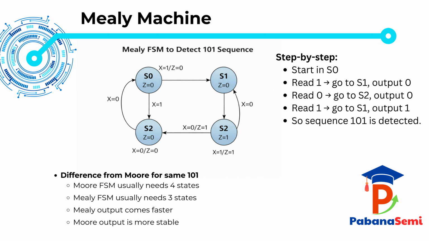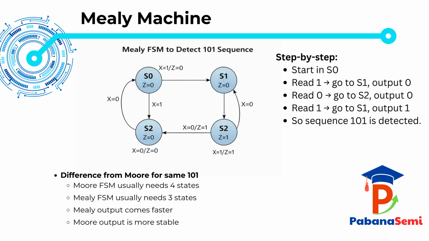So step by step, the input stream goes like this. Start in S0, read 1 and move to S1, output 0. Read 0 and move to S2, output 0. Read 1 and move to S1, output 1. That is how the sequence 101 is detected in a Mealy machine.